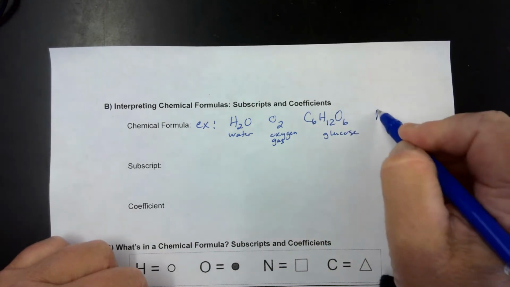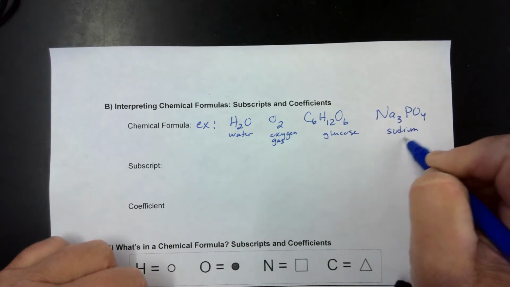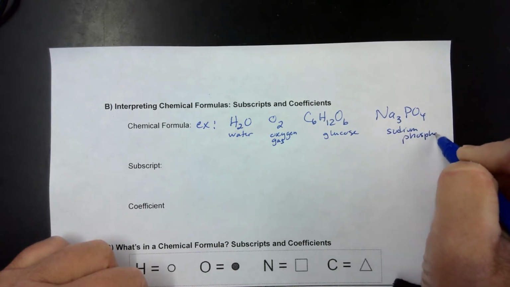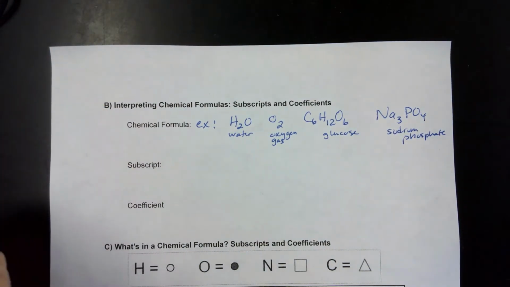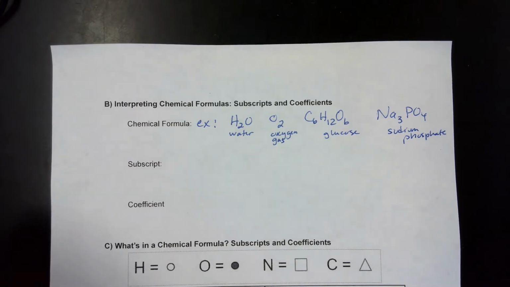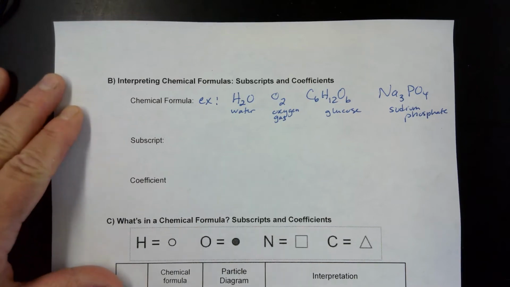There is something, Na3PO4, this is something called sodium phosphate. Sodium phosphate is often used as a gritty cleanser, but it's pretty caustic, so it's not something that is commonly used. So what's in a chemical formula?